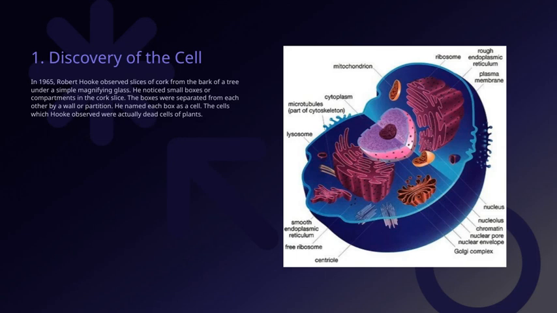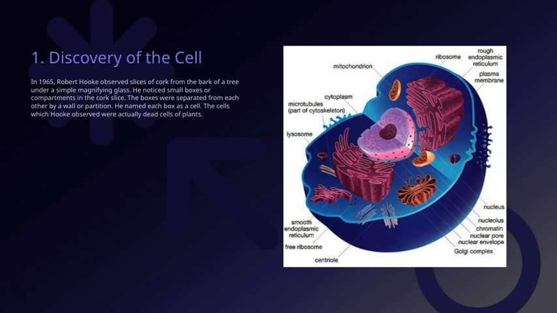In 1965, Robert Hooke made a fascinating observation. He was examining slices of cork taken from the bark of a tree using a simple magnifying glass. What he saw were tiny, box-like structures that looked like compartments. These small boxes or chambers were separated from each other by thin walls or partitions. Hooke decided to call each of these boxes a cell. It's interesting to note that the cells he observed were actually dead plant cells.